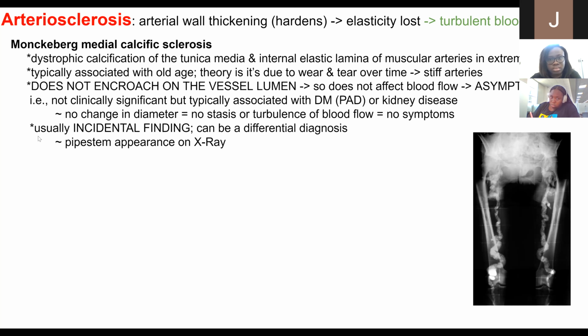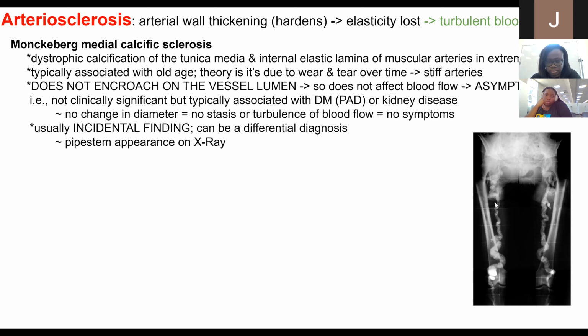So usually the typical presentation, older aged individual, right? Past medical history is usually going to be diabetes mellitus, because that's usually what it's typically associated with, but it's also just wear and tear over time. So it could just be someone that's old, you do an x-ray of them and you're going to see this pipe stem appearance.